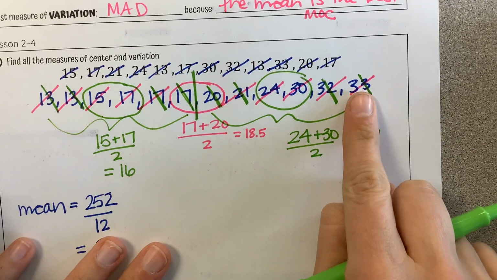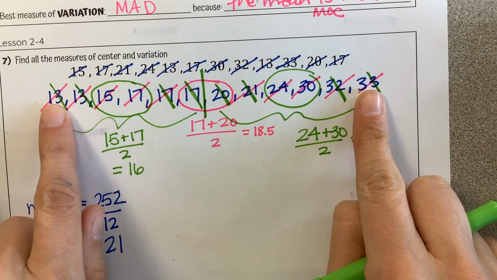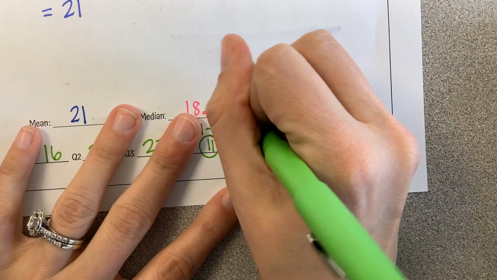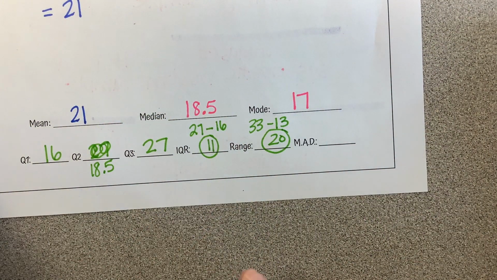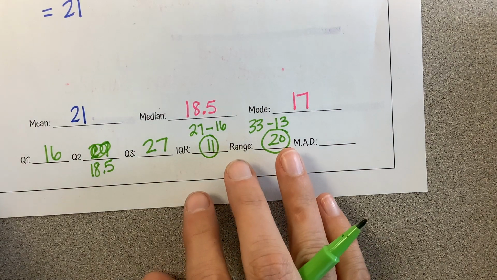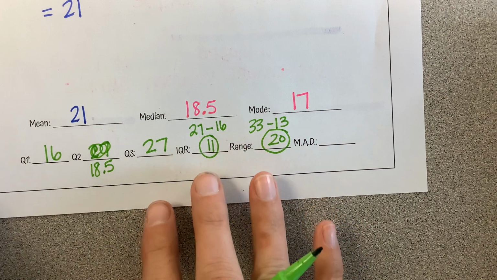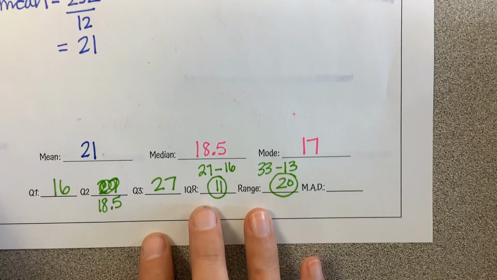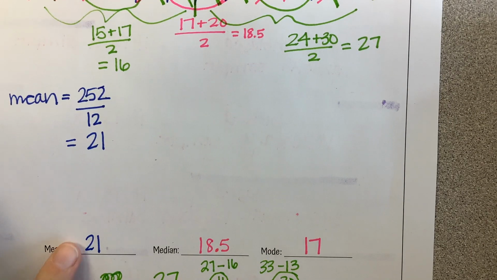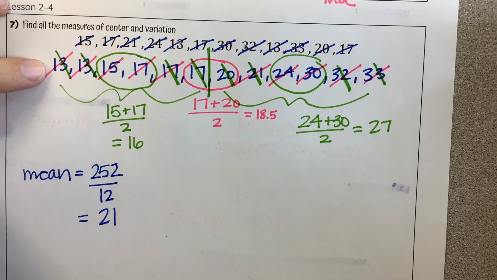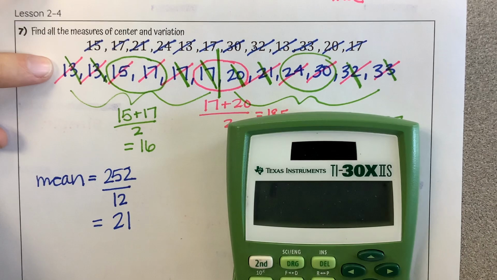Our range, we're going to take our highest score of 33 minus our lowest score of 13, which gives me a range of 20. And then last but not least, we have our MAD, which might drive you mad. So we're going to find the difference between each value and the mean. So our mean was 21. So we're going to subtract each number from 21. And remember, distances are always positive.